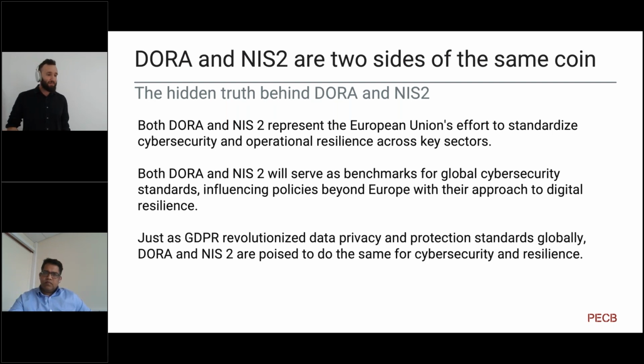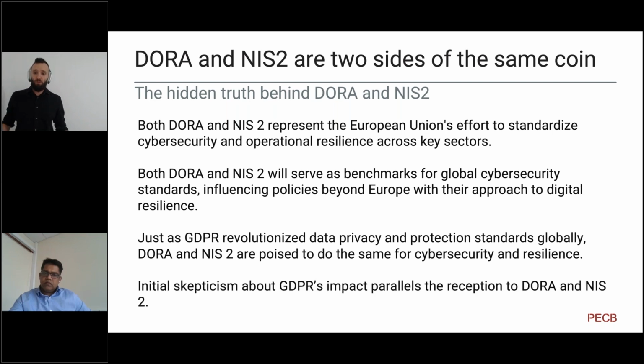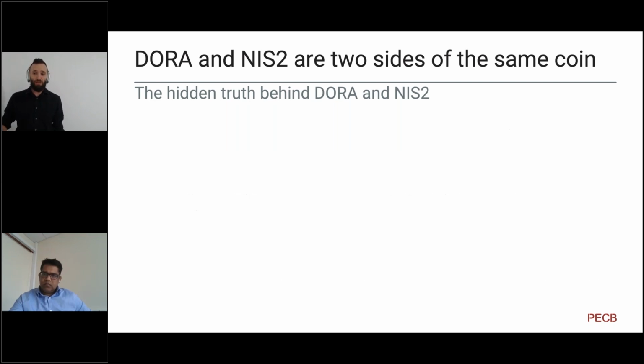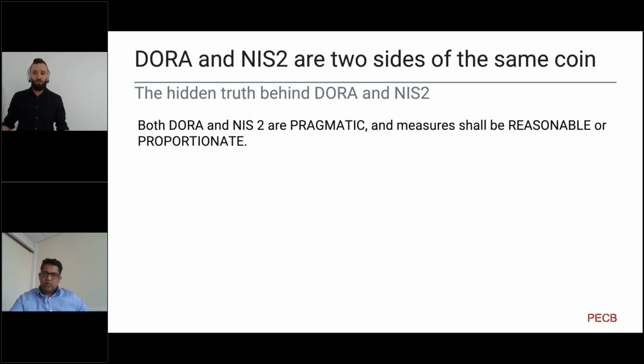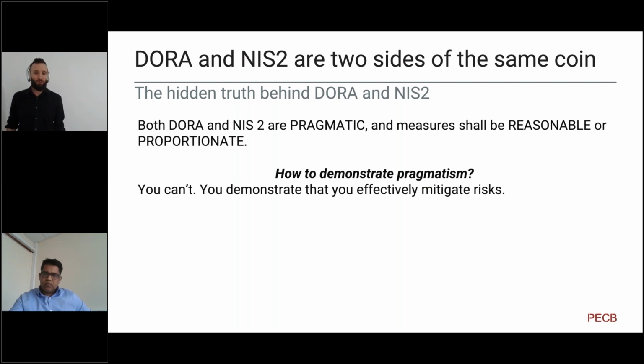There was initial skepticism about GDPR in 2017, 2018, and we can see the same parallel with DORA and NIS2. But both are pragmatic, and measures shall be reasonable and proportionate. This is a bit of the hidden truth behind DORA and NIS2. How do you demonstrate pragmatism? You can't. You demonstrate that you effectively mitigate risk across your organization. And basically, this is what the DORA regulation and the NIS2 directive regulate once.